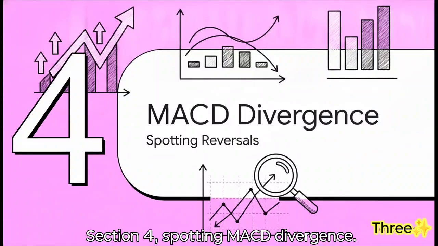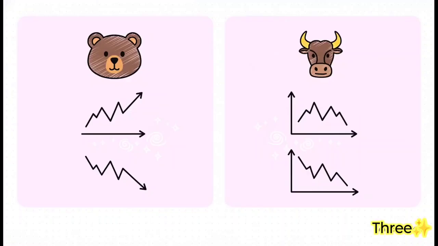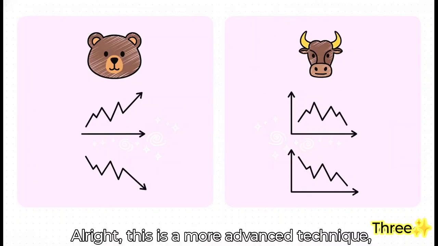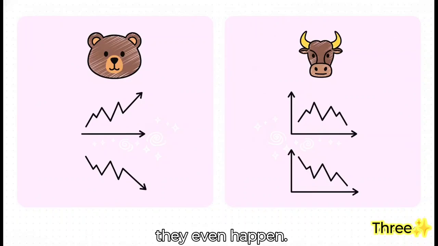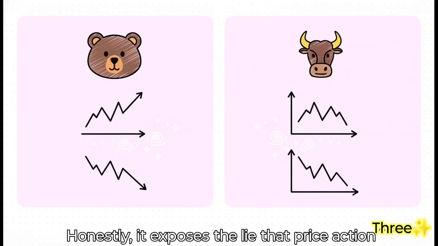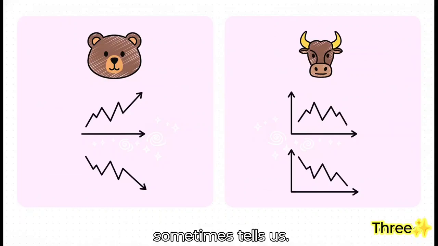Section 4. Spotting MACD Divergence. All right, this is a more advanced technique, but it's a game changer. It allows you to spot market reversals before they even happen. Honestly, it exposes the lie that price action sometimes tells us.